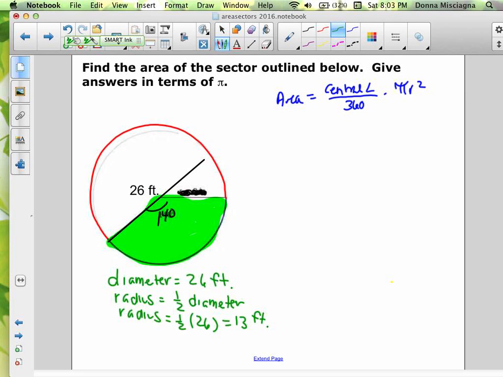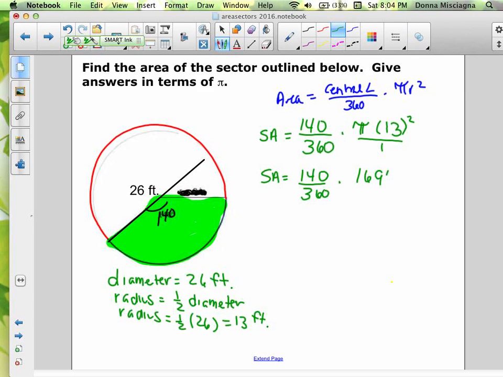We'll just put SA for sector area, which is equal to the central angle, which we're given as 140 degrees, over 360, the whole circle, times pi, times the radius, which is 13 feet, squared. All right, so let's square first. Sector area equals 140 over 360 times pi times 13 times 13, which is 169.